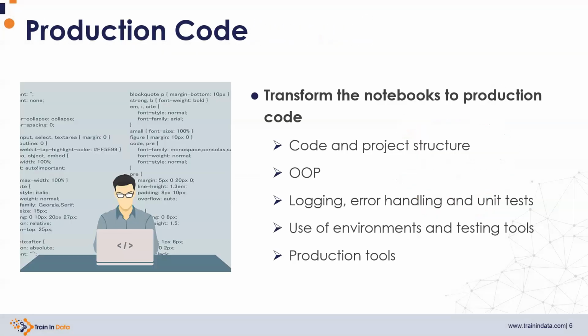We will then move on to production code. We're going to show you how to transform the code that we have in a research notebook from the research environment into code that can be used in production. To this end, we're going to discuss the code and the project structure, and then we will introduce the concepts of object-oriented programming, logging, error handling, and unit testing.